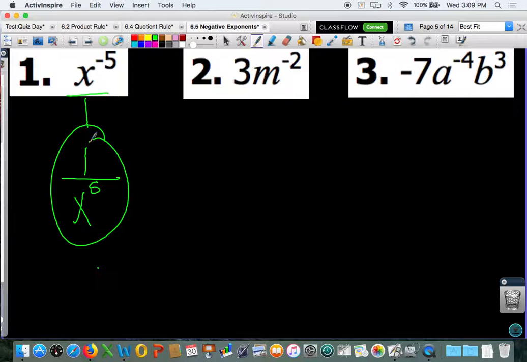So again, we're going to look at that with 2. With 2, we've got a whole number. Now the whole number does not have a negative exponent on it, so it is going to stay on the top. Again, this is all over 1. I had to flip things to my denominator. So 3 stays on top, and now my m squared goes on bottom, and boom, it's no longer negative.